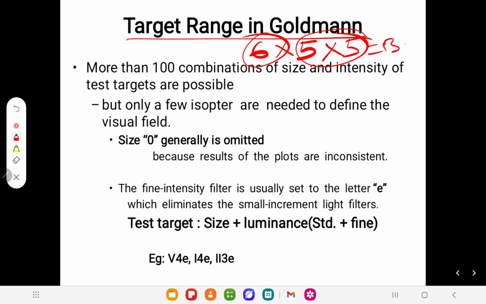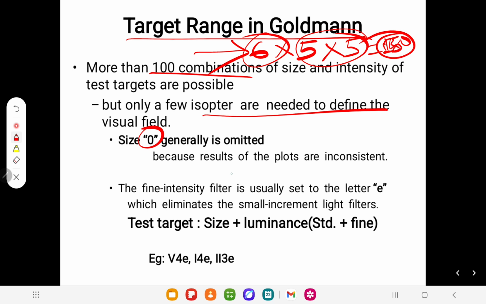25 into 6 is 150. And then again, there are combinations of each with the others. So that's why more than 100 combinations are possible. It's simple mathematics, isn't it? So more than 100 is possible, but only a few isopters are needed to define the visual field. It's always important: very few isopters we do.